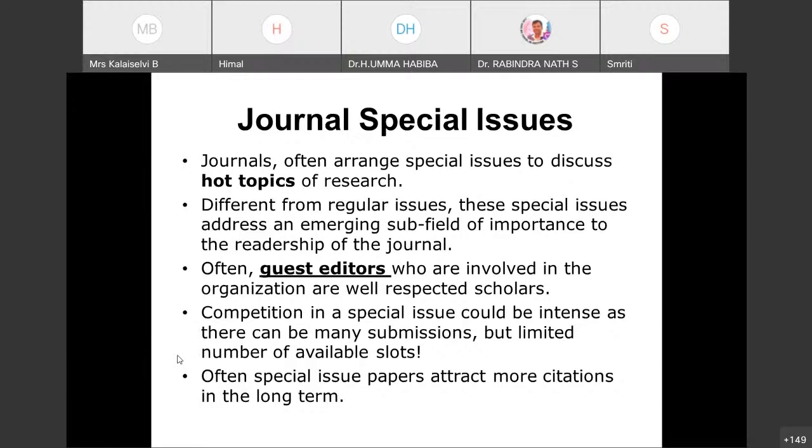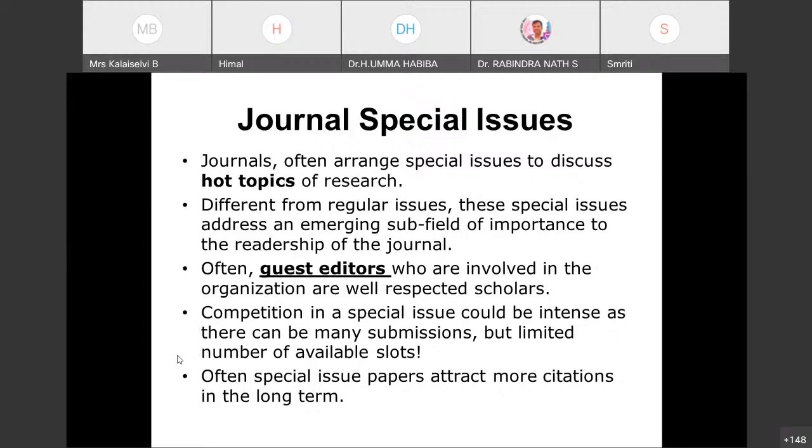So competition in this kind of special issue can be intense because it's a popular topic. Many researchers are working in that topic, so everybody wants to get a paper accepted in this kind of special issue. But unfortunately, the number of papers that can be accepted is quite limited. In some cases, even if your work is very, very good, for different reasons it could be rejected, and if you submit that paper to a regular journal, it could be easily accepted.